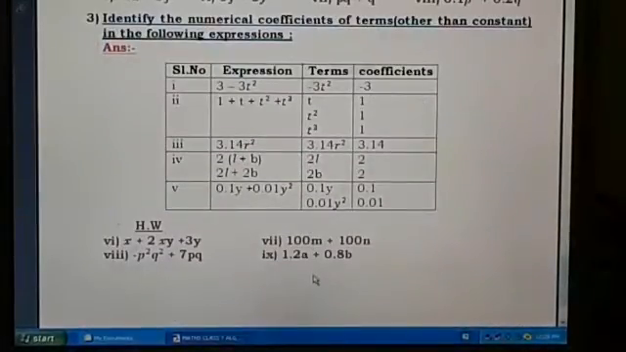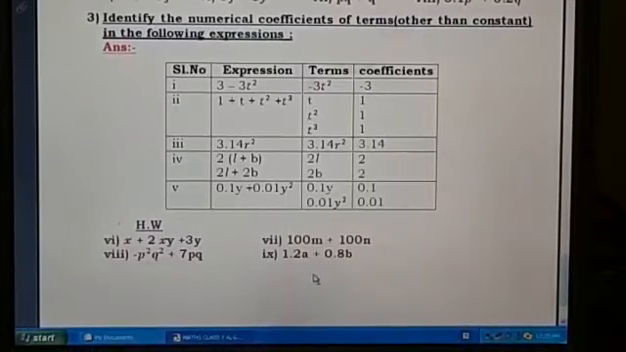Next, we have to write the coefficient. We have seen in the definitions, no, coefficient. So the number before a variable, that is the numerical coefficient that we have to write. Here they have given the expression. So see the first one, 3 minus 3t squared.